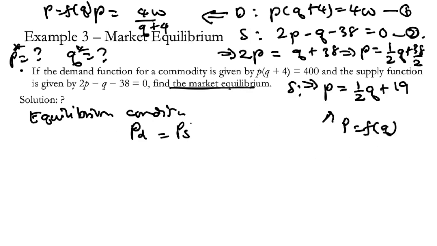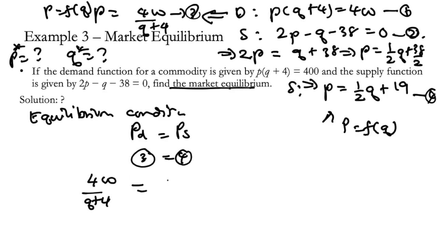So this one, supply function, I call it equation 4. I call it equation 3. So that means we need to equate 3 equivalent to 4. So 400 over Q plus 4 equals 1/2 Q plus 19. So call this expression 5.